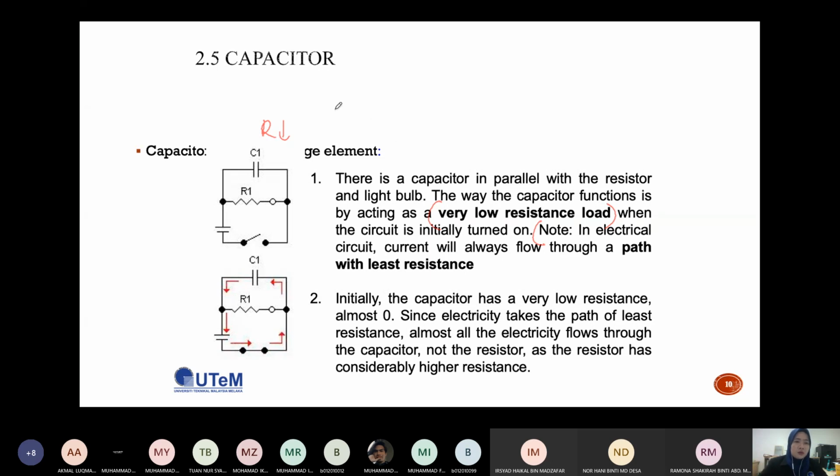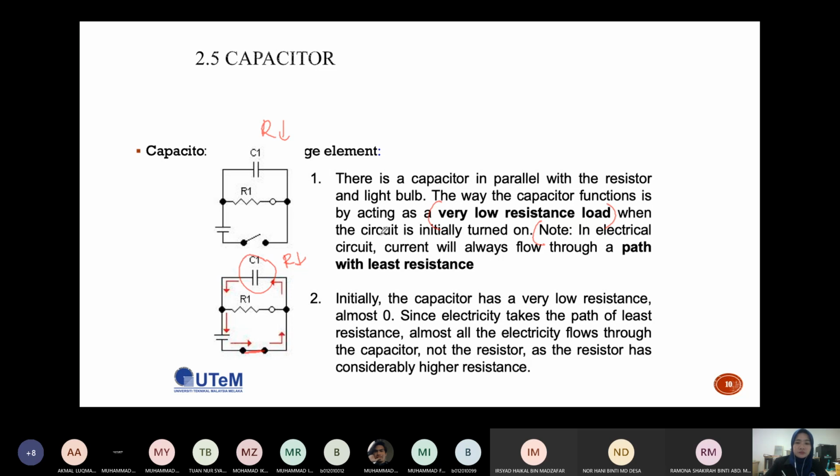So if the resistance in the capacitor is low, when you turn on the switch, now the switch is closed, and the current can flow. You look at the current flow here. Most of the current flows through the capacitor instead of the resistor, because the capacitor has a low resistance.